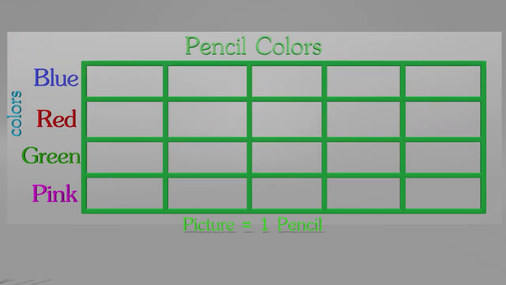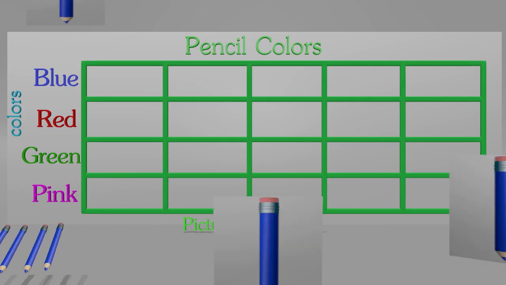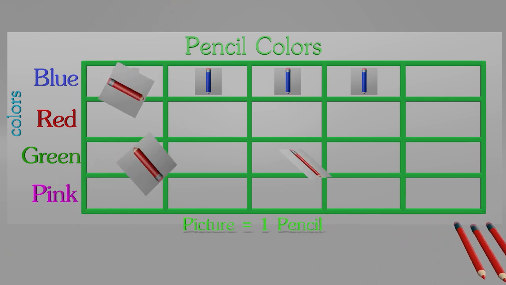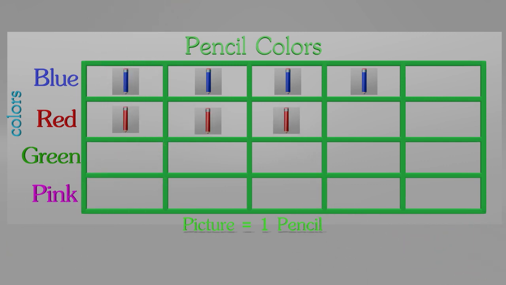All right, now we can put the data on our graph. Let's start with the blue colored pencil. How many blue pencils do we have? We have 4. Great job! So I will use 4 pictures to represent the 4 blue colored pencils we have. How many red colored pencils do we have? We have 3 red pencils, so let's put down 3 pictures to represent the 3 red pencils.